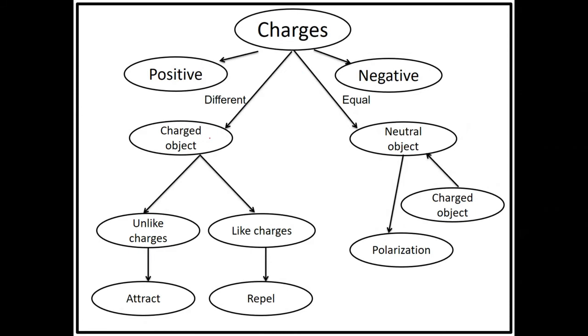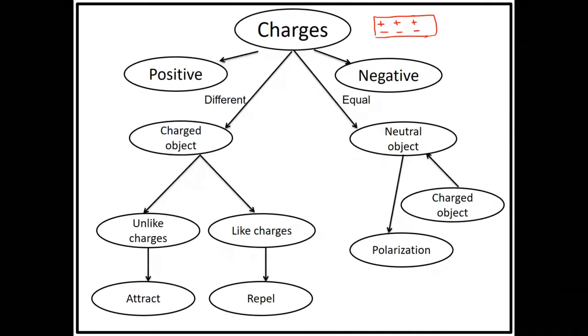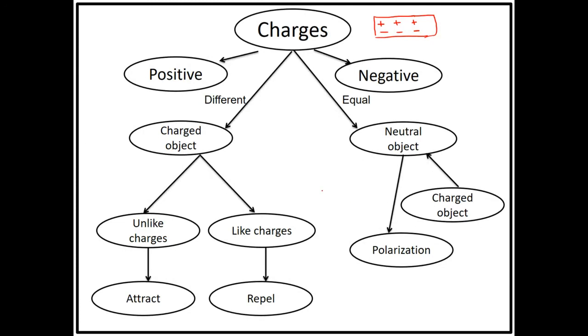Now, when will the object be charged, and when will the object be neutral? For example, if you take any material, initially that material is a neutral object. What is the meaning of neutral? If any object has the same number of positive charges and the same number of negative charges, you have to say this object is a neutral object. Clear? So that's what I put here.